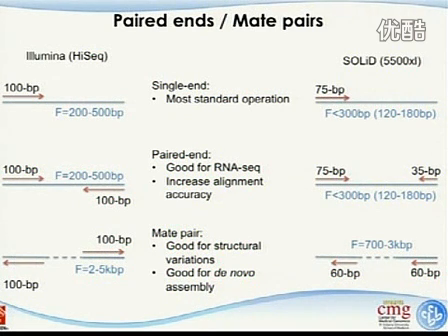Conceptually, you've got a DNA molecule and you sequence both ends. However, the length of the fragments is really different. Mate pairs are much longer. And actually the biochemistry behind it is different as well, which I'm not going to get into. And this is really good for de novo assembly, and mate pairs are good for identifying structural variations.